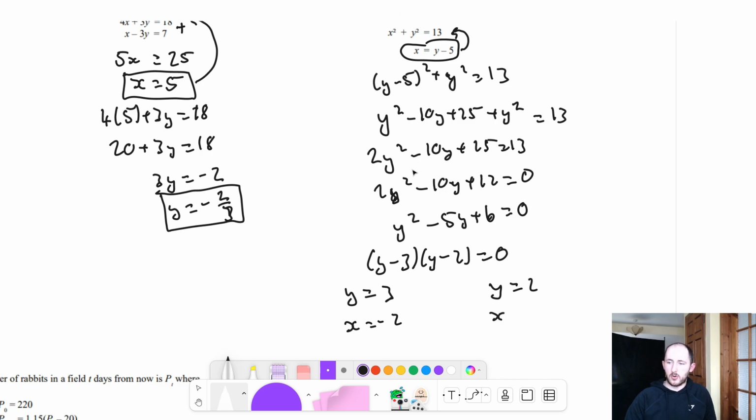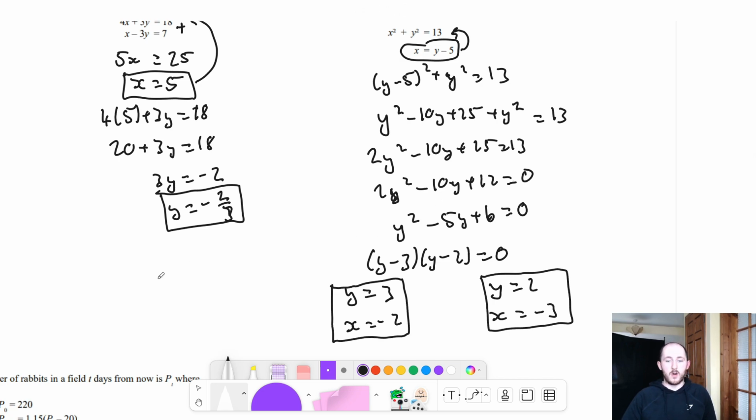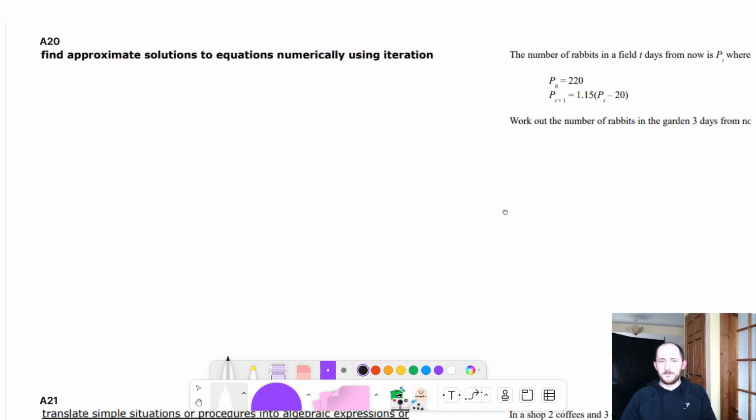And you need to make sure that your x values match up. So don't write the x value for this y value over here, because otherwise it won't be correct. And again, that would be 2 minus 5, so that would be minus 3. So we have two pairs of values here and here. Okay, so you need to get 4 answers essentially.